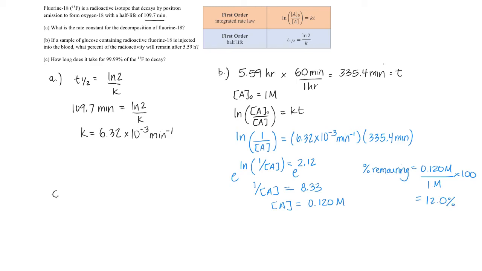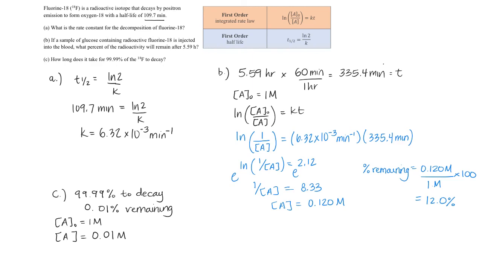Part C asks us to determine how long it takes for 99.9% to decay, which means that we would have 0.01% remaining. We assumed that our initial concentration was 1 molar, and if we know that 99.99% decays and only 0.01% remains, we would have our final concentration as 0.01 molar.